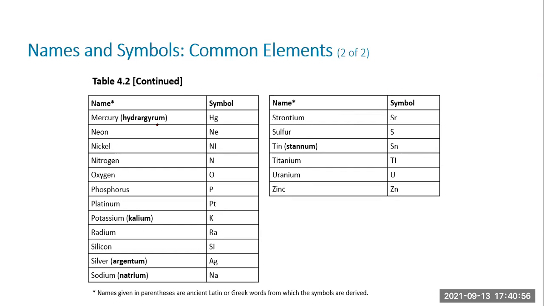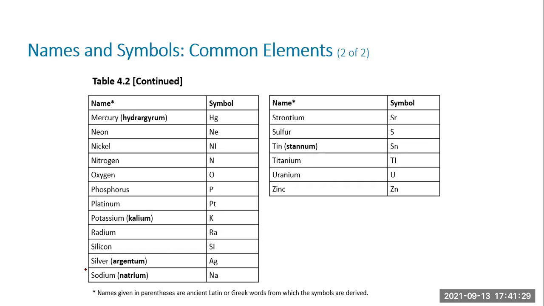Here's the rest of them. Just quickly looking through these tables, this is a fairly good start of symbols and names that we will come across a lot. Here's mercury, which is Hg. And potassium, from kalium, which is why it's K. And here's our silver. Sodium as well starts with Na. And there's tin.